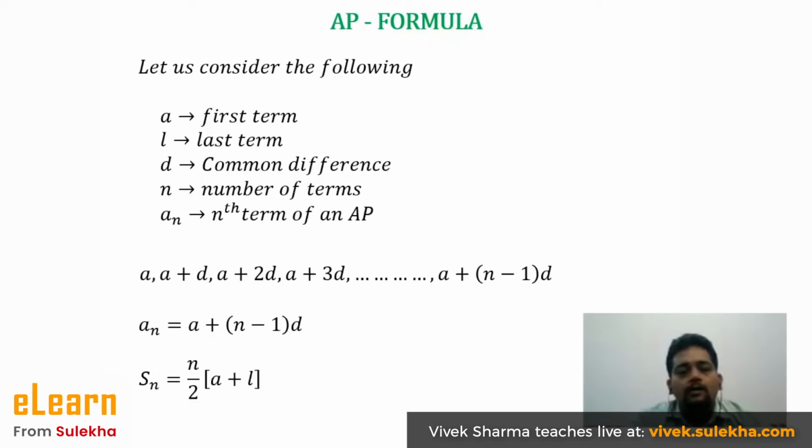Now if you have to add all the terms, that means A, A plus D, A plus 2D, A plus 3D and so on, the sum of the n terms is given by n by 2 into the first term plus last term. So this is the formula for the sum of the n terms, that is n by 2 into the first term plus last term. So this is about the arithmetic progression or the AP.